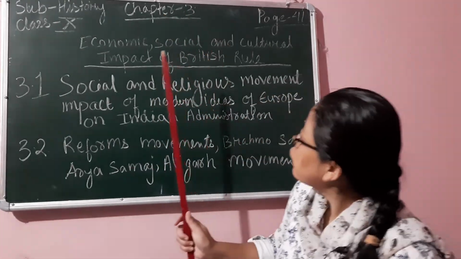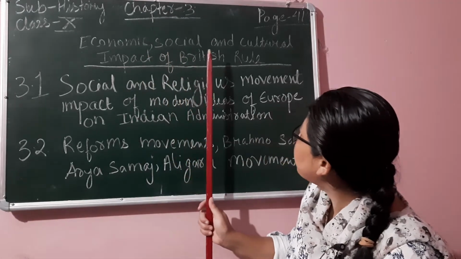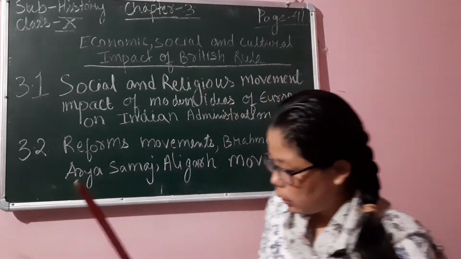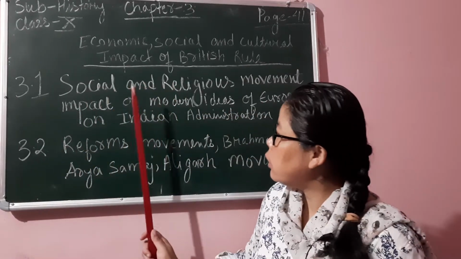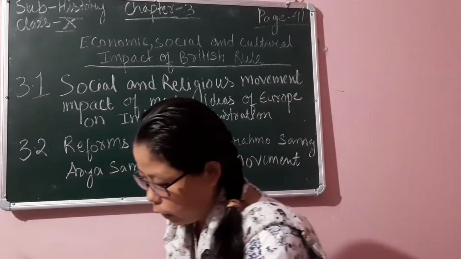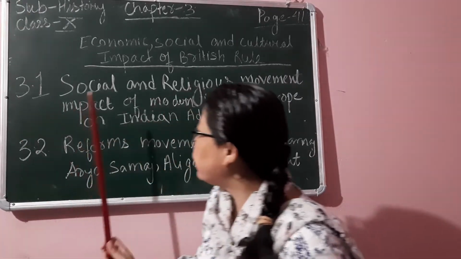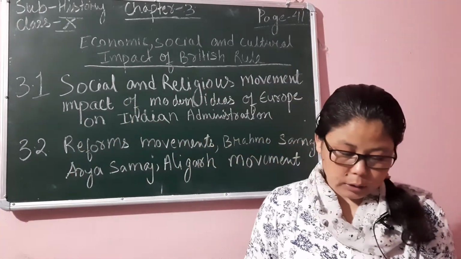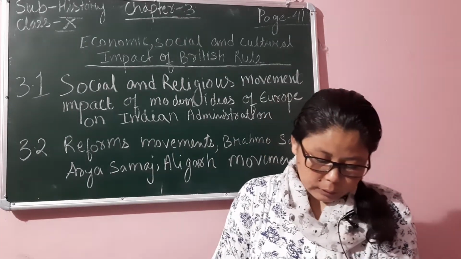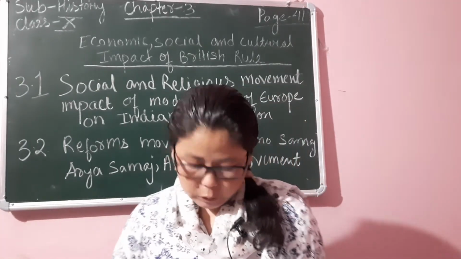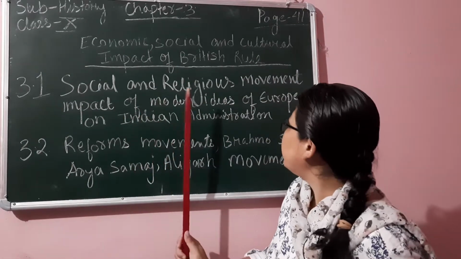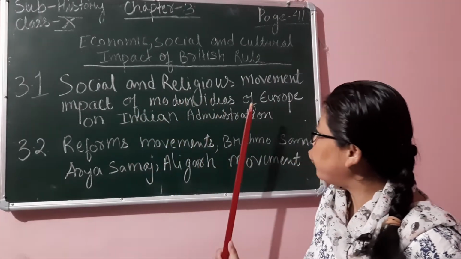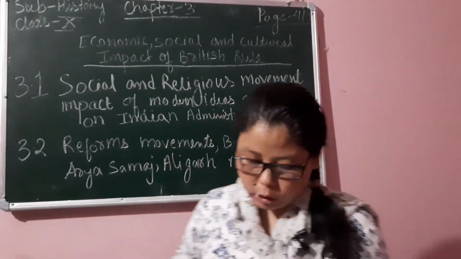Chapter 3, Economic, Social and Cultural Impact of British Rule, page 41. These two are the topics which I'm going to discuss today. Under these two topics, many subtopics are there, so I'll be explaining one by one. First topic is social and religious movement: impact of modern ideas of Europe on Indian administration.